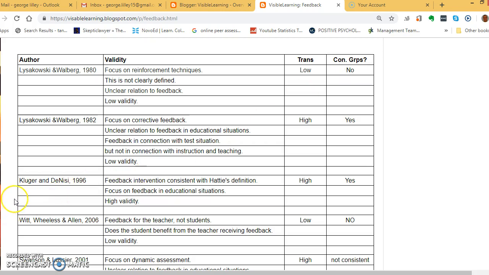They then found that out of those 5 studies that were the heaviest, the Kluger and Denisi study in 1996 was perhaps the best study, which they agreed with Hattie. Hattie mentions that this appears to be the best study in his book.